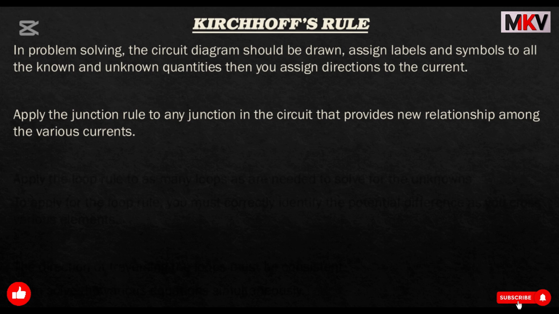Now, some tricks in solving problems relating to Kirchhoff's laws, or circuits with a lot of loops. In problem solving, the circuit diagram must be drawn. We assign labels and symbols to all the known and unknown quantities. Then we assign directions to the current, showing the direction of the current through the circuit, and assign labels to all the known and unknown quantities in the diagram.